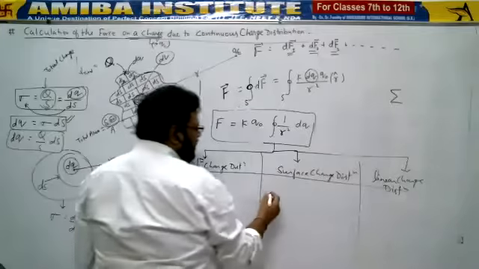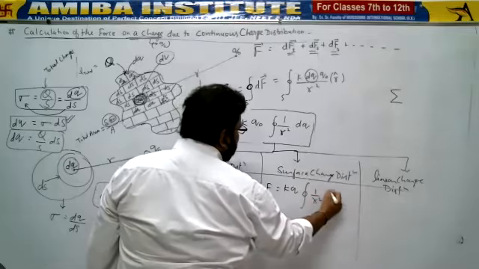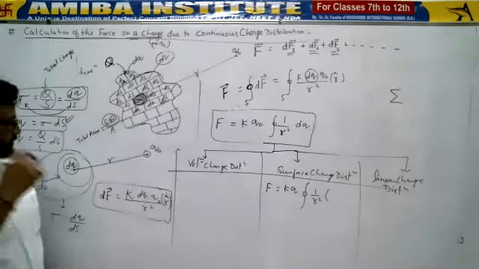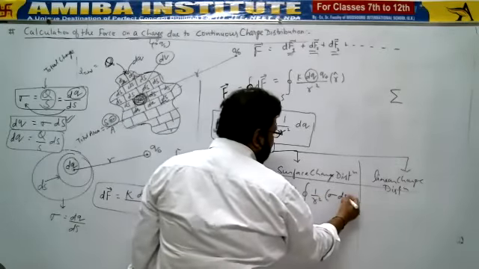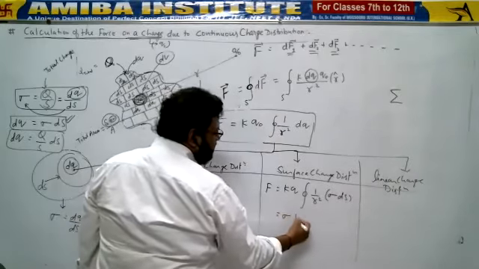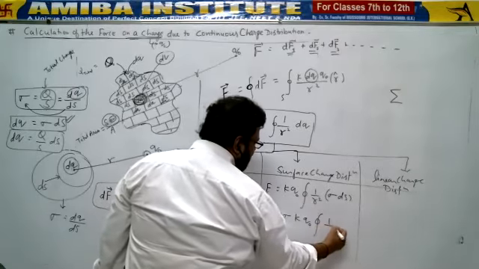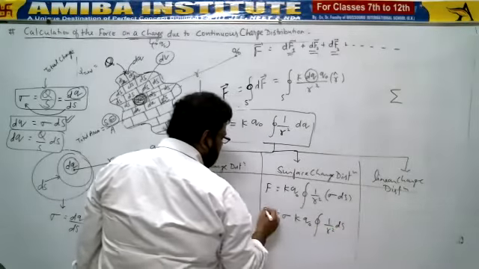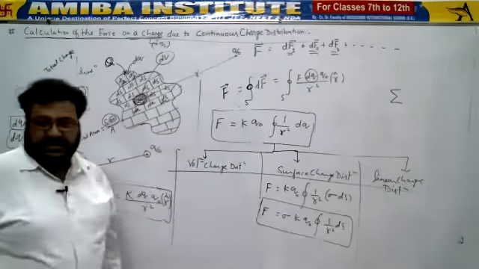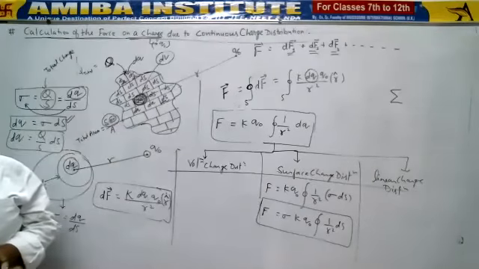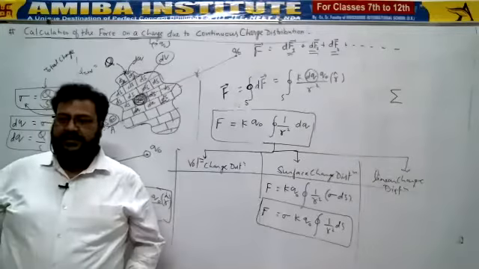So substitute here. Total F will be k q naught integration 1 upon r square and the value of dq. What is dq? Sigma ds. Since sigma is constant, it will be taken outside. So sigma k q naught closed integration 1 upon r square ds. This is the formula. Now, if you know which shape ds has, you can take the value of ds, right? In that way, it's considered.